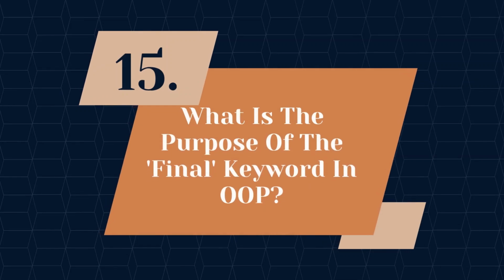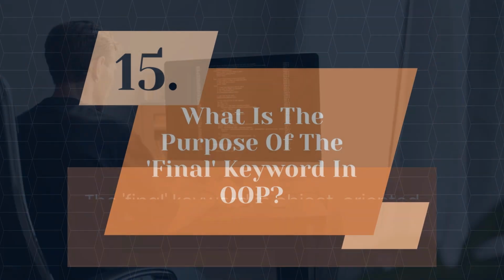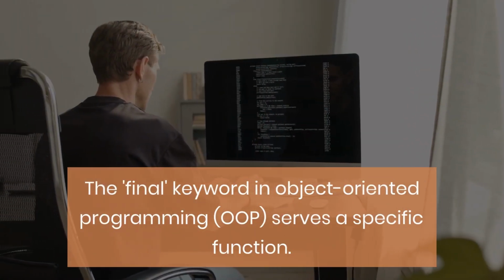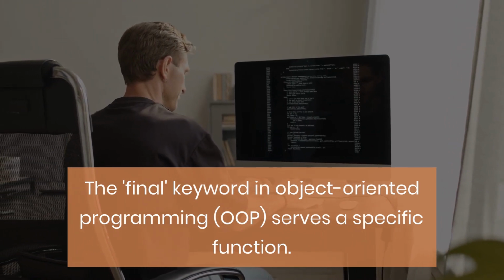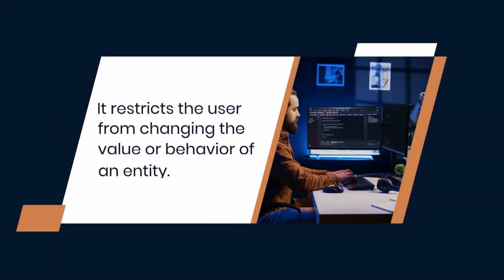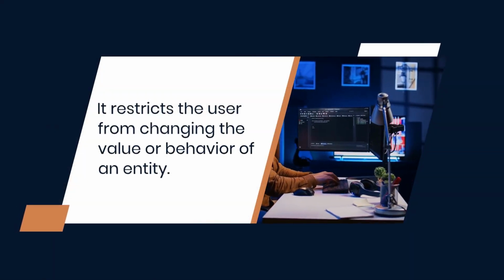15. What is the purpose of the final keyword in OOP? The final keyword in object-oriented programming, OOP, serves a specific function. It restricts the user from changing the value or behavior of an entity.